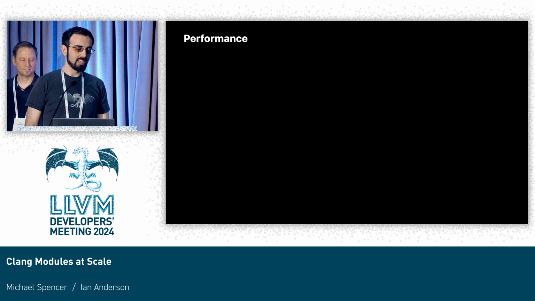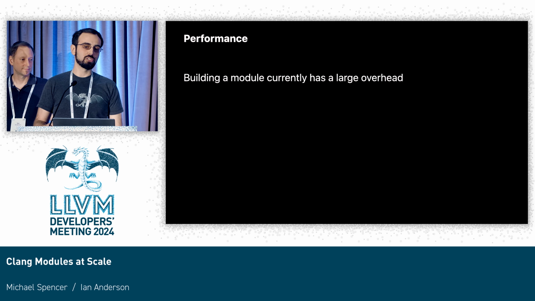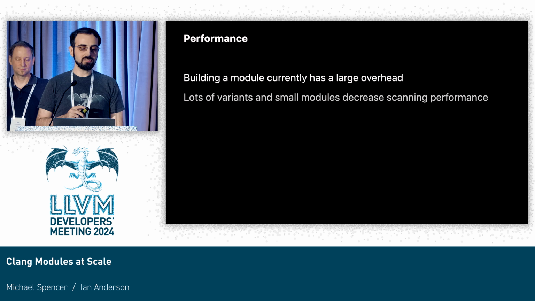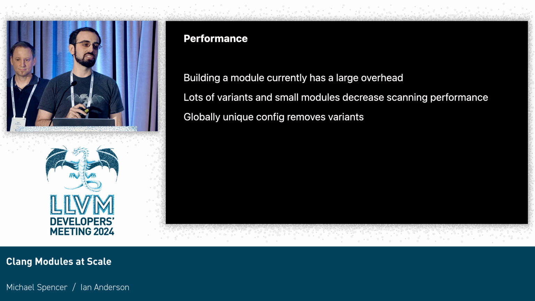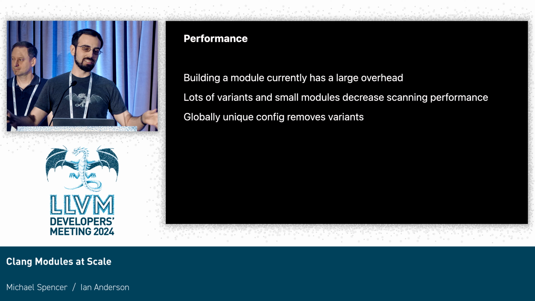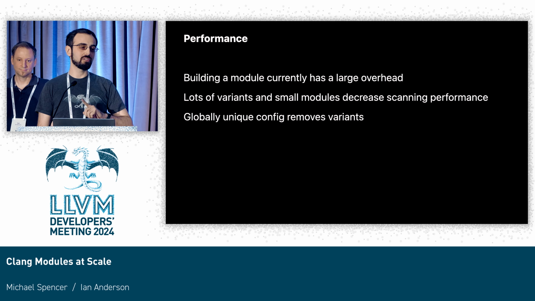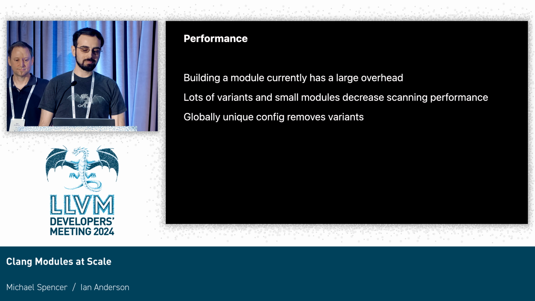So, performance. Building modules currently has a large overhead. This isn't intrinsic, it's not required. This could be fixed, but that's where we are today. And lots of variants and small modules significantly decrease the scanning performance and build performance. So there's two major ways to fix this. The first is having a globally unique configuration. If you just across your entire build, and especially at larger and larger scales where you might be compiling like 100,000 source files or something, if you can have one configuration for libc across all of those, you parse libc once, or libc++ once. And it's great if you can get to there.